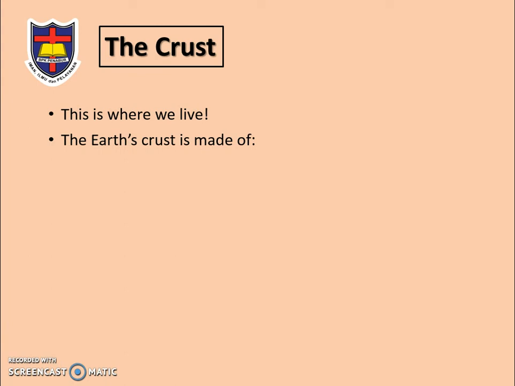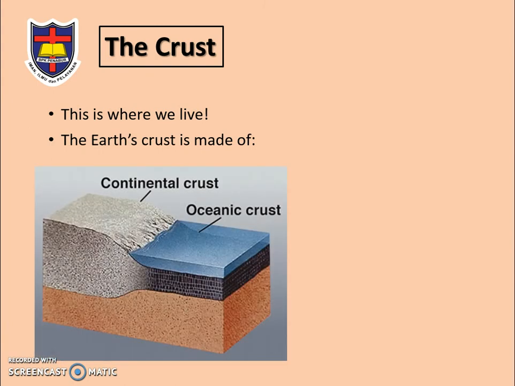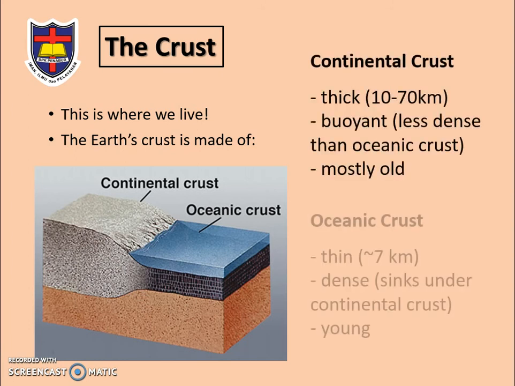The Earth has two different types of crust, continental crust and oceanic crust. Each has different properties and therefore behaves in different ways. On your screen right now, you can see the different characteristics between continental crust and oceanic crust.